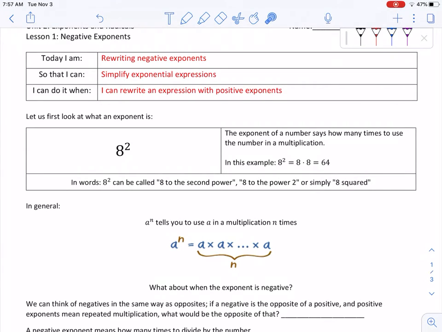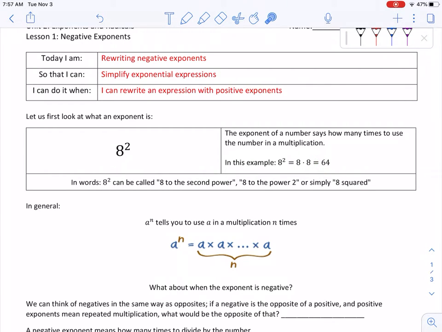So let's first take a look at what an exponent is. The exponent of a number says how many times to use the number in multiplication. So for example, 8 to the second power, so this is our exponent, it is attached to the number that it's next to. And it is telling us how many times to use that number in multiplication. So in this example, 8 to the second power is equal to 8 times 8, or 64.